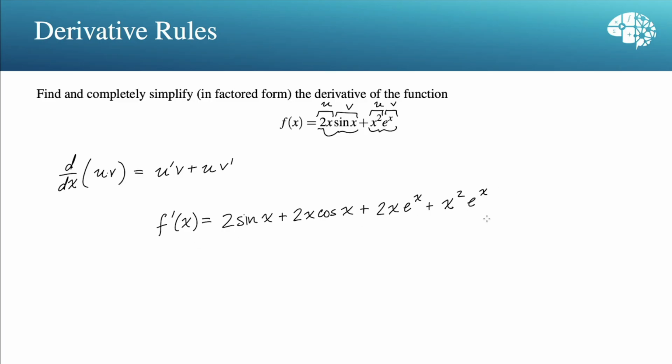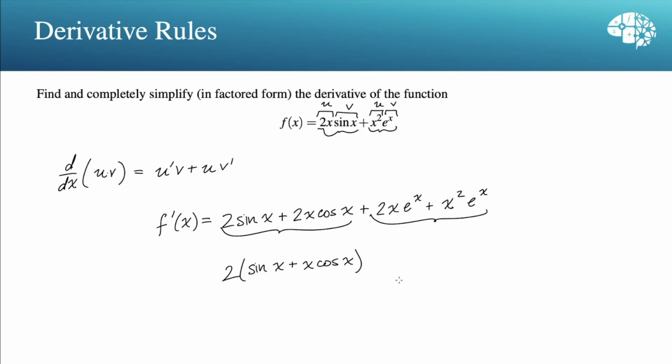So here's our derivative. We'd like to completely simplify in factored form. This as a whole does not really factor, but we could, if we'd like, take pieces that do have common factors. Like here, these first two terms, those have a common factor of 2. So we could pull the 2 out, and we're left with sine of x plus x cosine of x.